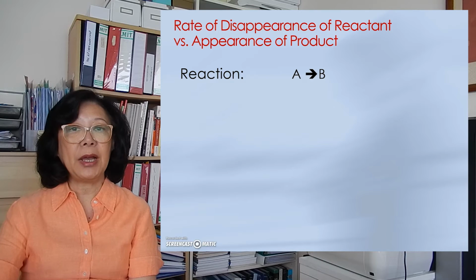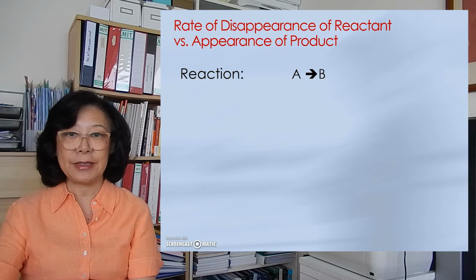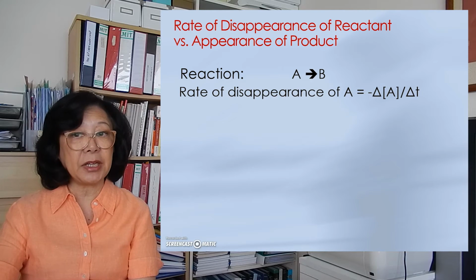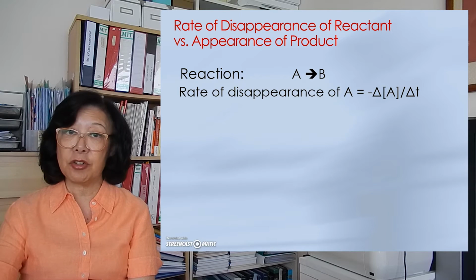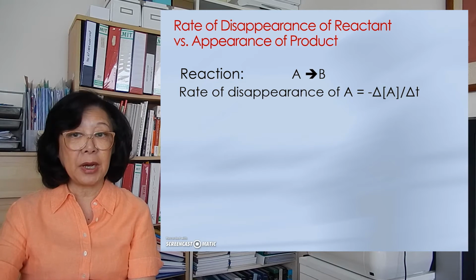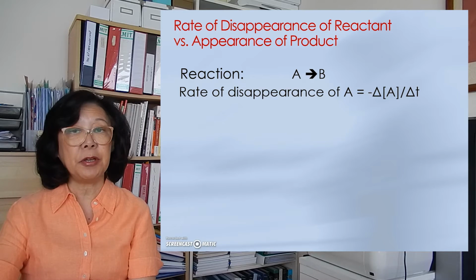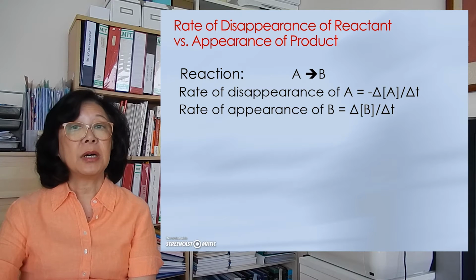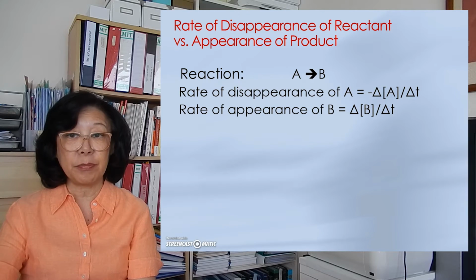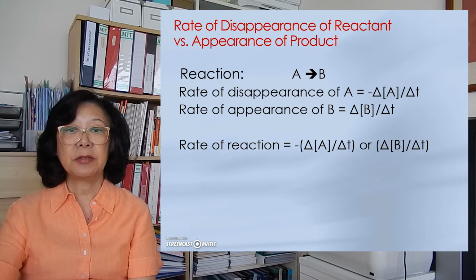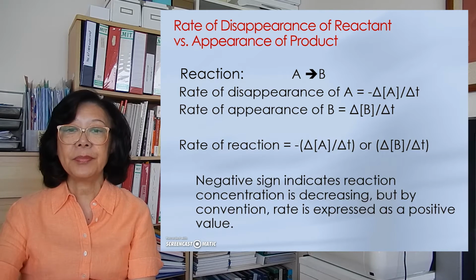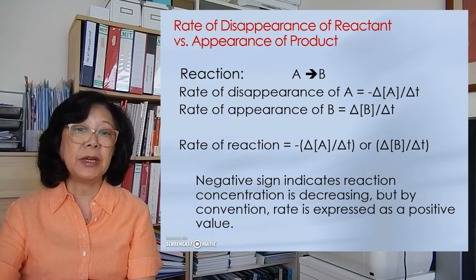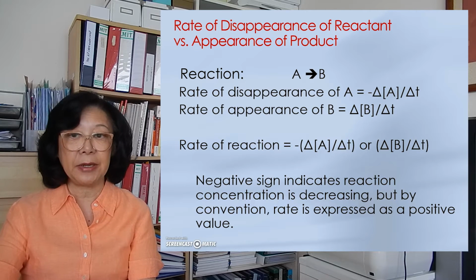In a reaction where reactant A is converted into product B, the rate of disappearance of A is expressed as negative delta A, the change in the concentration of A over change in time, and the negative is to mean disappearance. It also can be expressed as the rate of the appearance of the product, the change in concentration of B over time. So the rate can be either or. The negative sign only indicates the disappearance of the concentration, and usually when we do calculations, we ignore the negative sign.